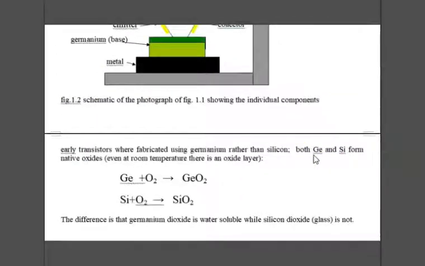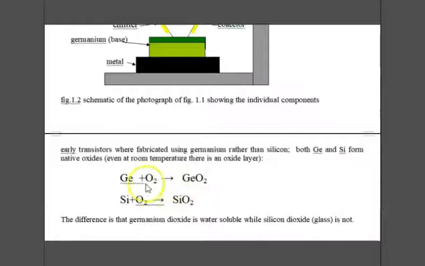Early transistors generally were made out of germanium rather than silicon. Both germanium and silicon form oxides according to the relatively simple chemical reaction here. This is a reaction which goes to completion. It doesn't go back. It's not an equilibrium reaction.